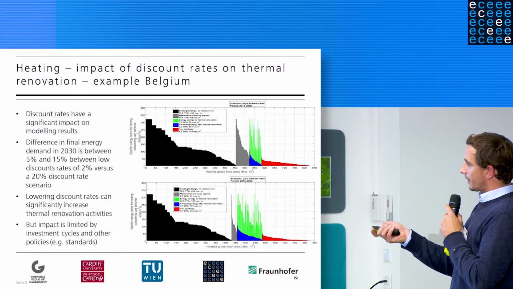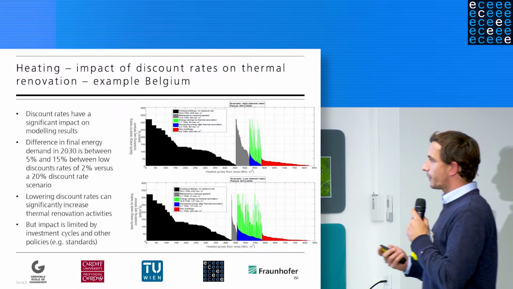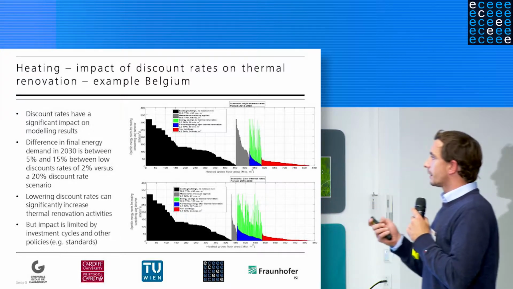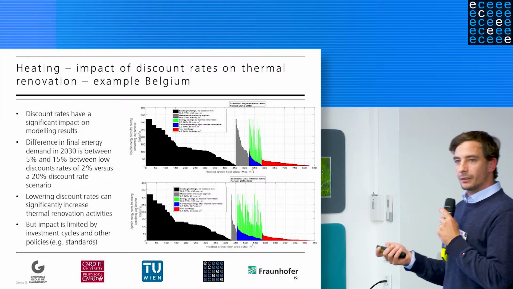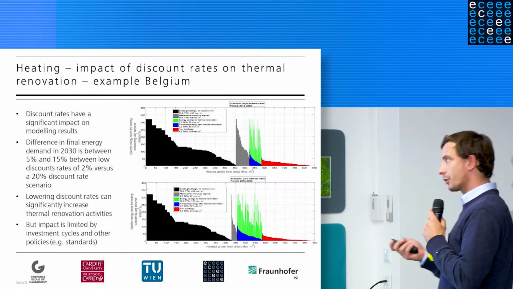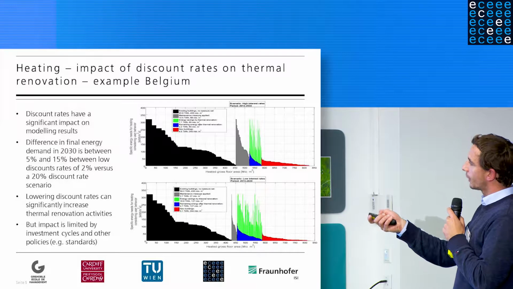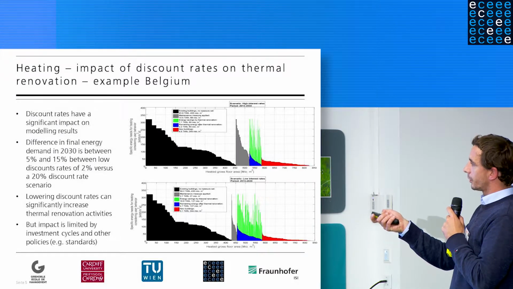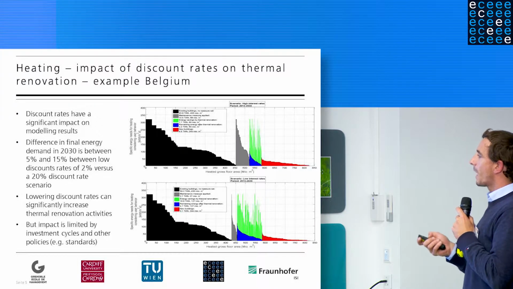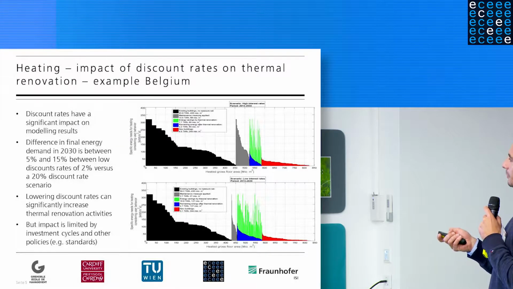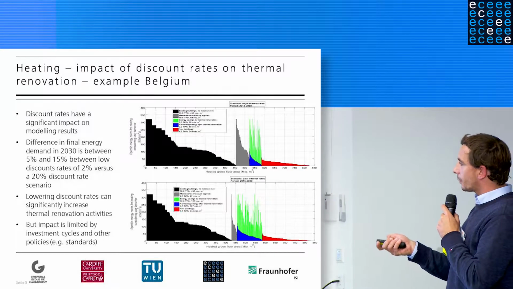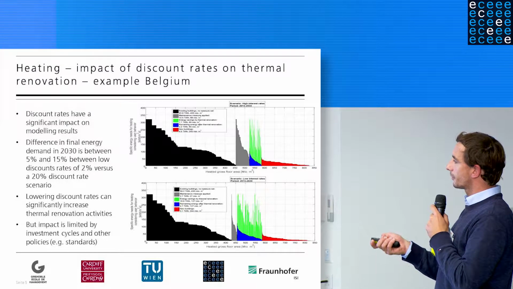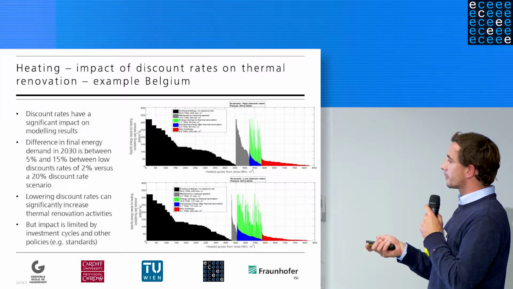The more interesting stuff is here, the gray area and the blue area, which represent the buildings that are either retrofitted or where maintenance measures have been performed between 2015 and 2030. And what you can see here, if we run the model with high interest rates, about 20%, that most of those, or at least more than half of those buildings are actually not retrofitted.